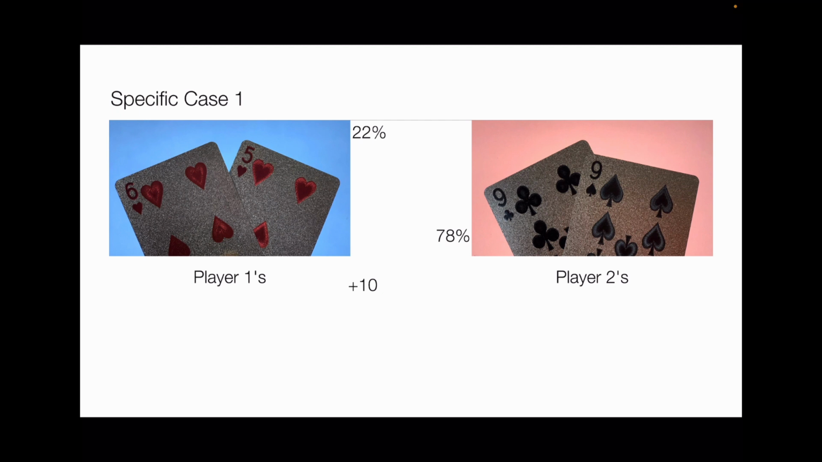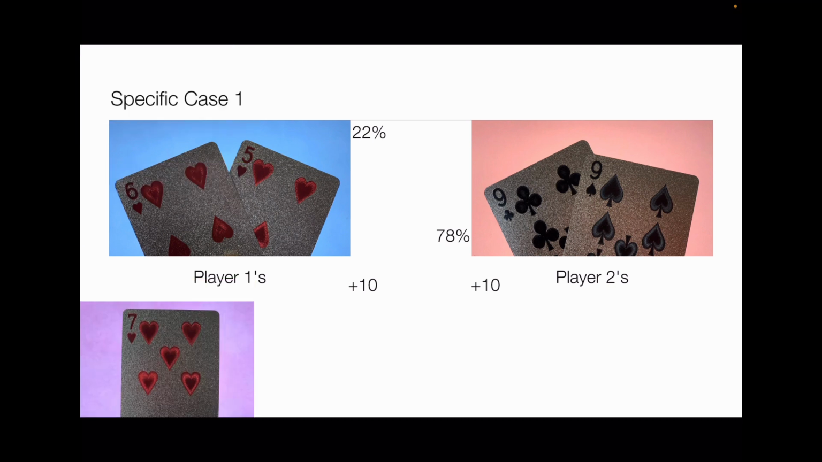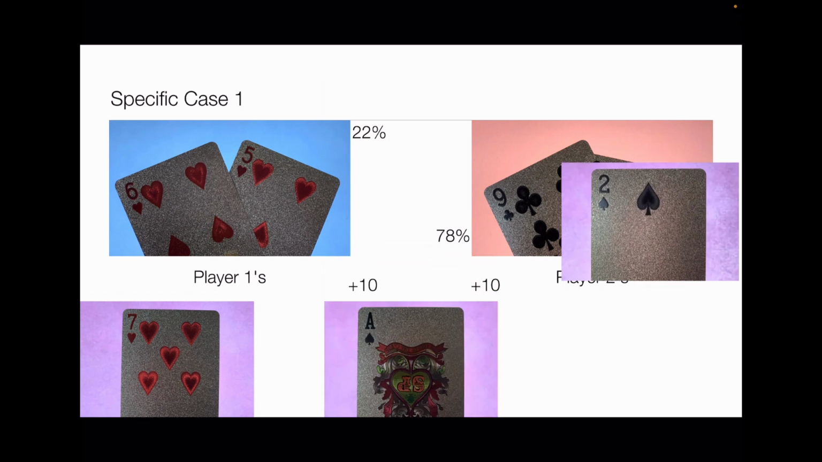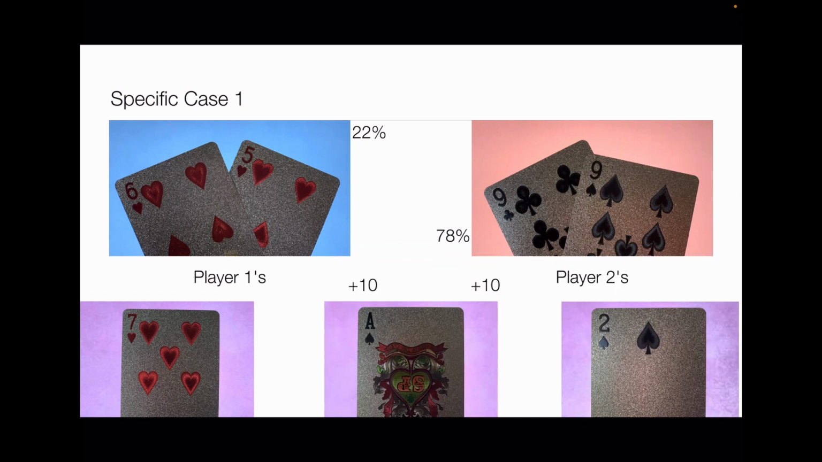Then, after seeing the two cards, player 1 bets 10 chips, and player 2 follows by also betting 10 chips into the pool. And then the dealer places 3 more cards which are viewable to both players at the same time. They are 7 of hearts, Ace of spades, and 2 of spades. We can see that player 2's probability of winning rises to 91%, which means it is almost impossible for player 1 to win the game.